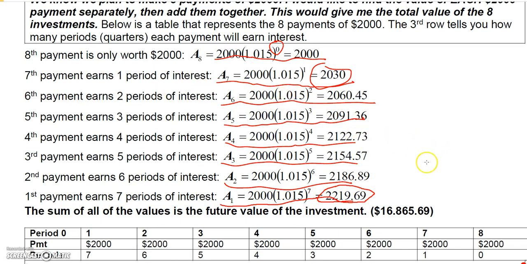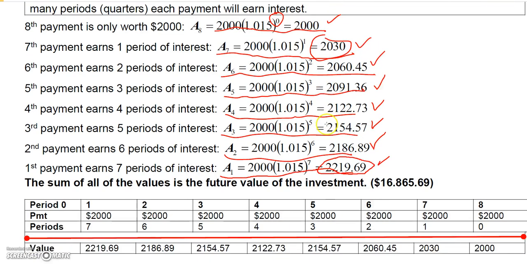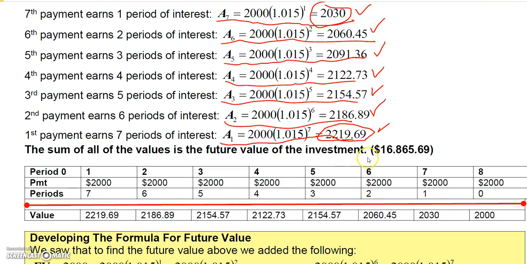All right, so what I did here is I showed you how each of those 8 payments grows. If the first payment grows to this amount, and the 2nd payment grows to this amount, and the 3rd payment grows to this amount, and the 4th, 5th, 6th, 7th grow to these, and of course the 8th stays as this amount, then you can now figure out how much all of these are worth. If you add all of these up, you'll get the future value of this annuity.